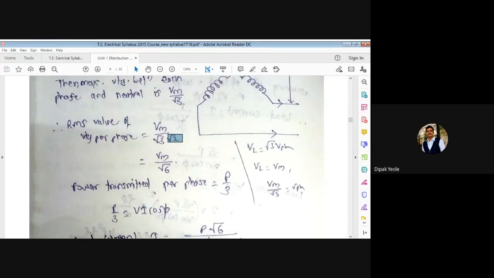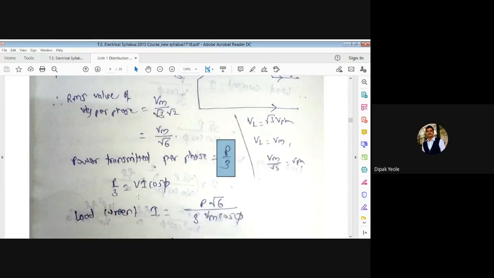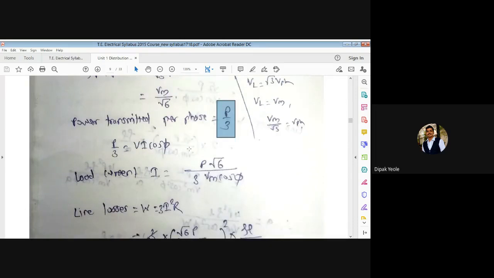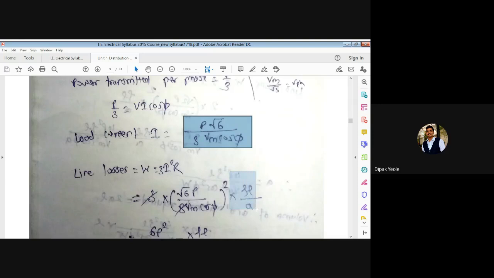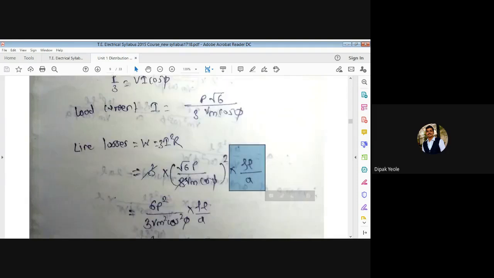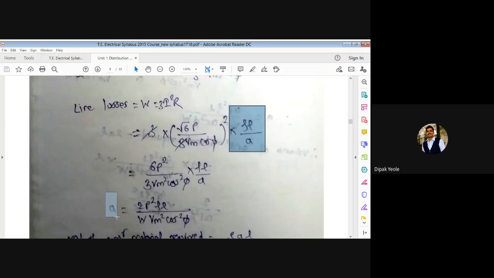Power transmitted, obviously P/3. So use this equation P/3 = VI cos phi. All the values put here, you will get the I. Then line losses 3I²R. Put the value of this I, put the value of R as rho L by A and solve the equation. Find out the value of A.